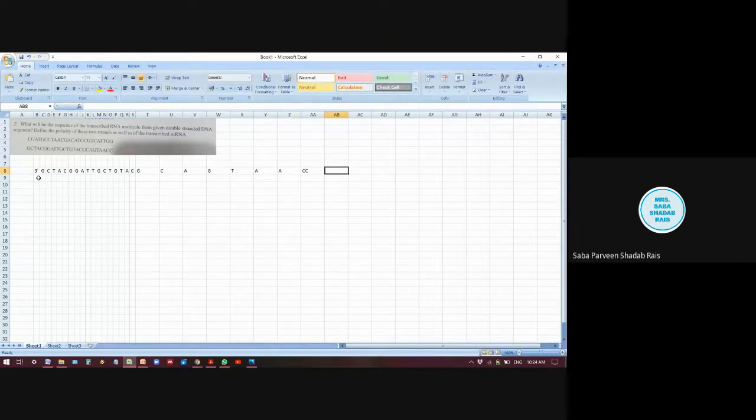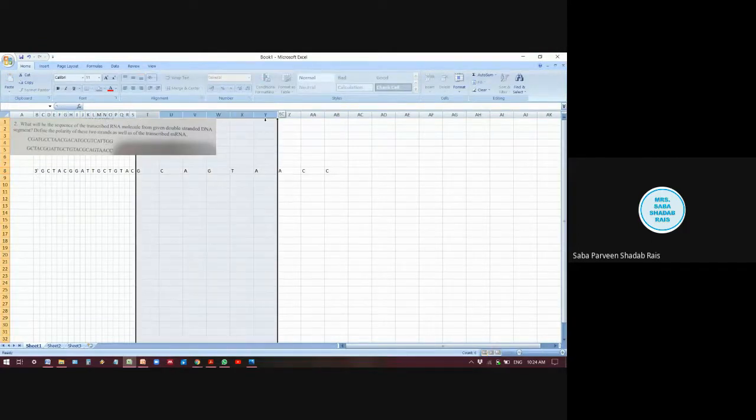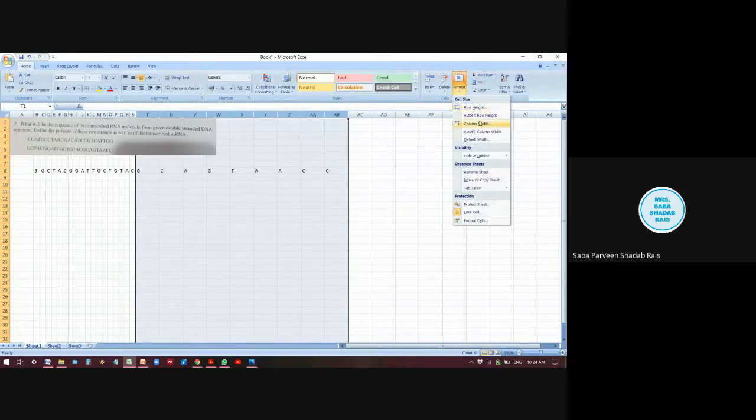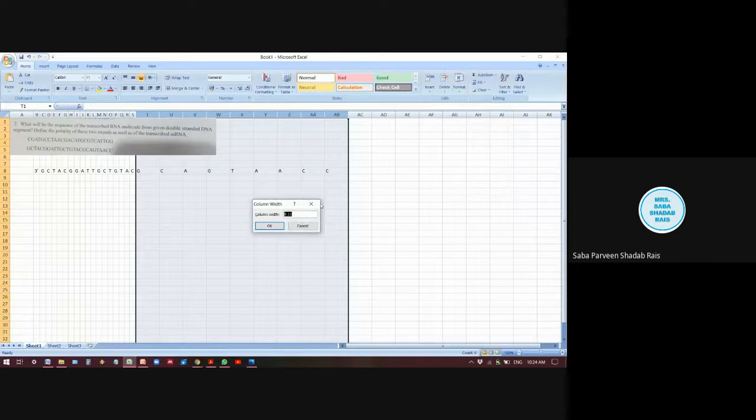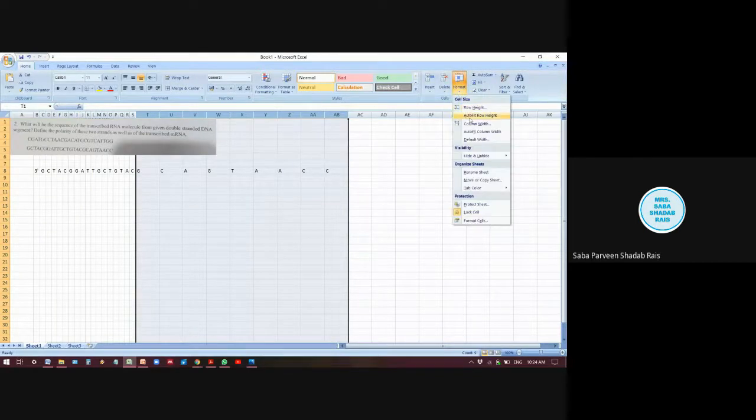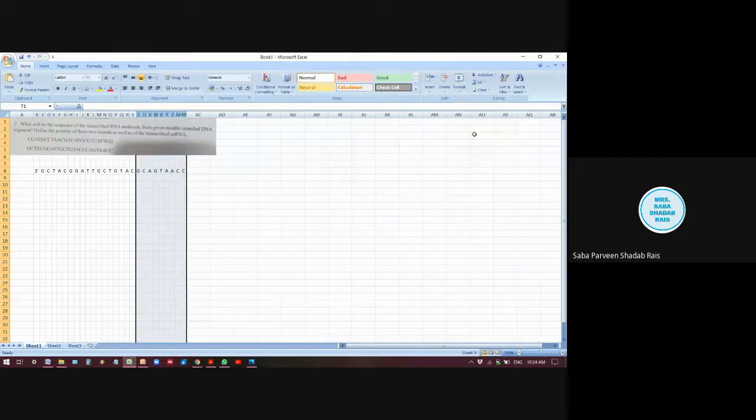Just cross check this time with the given question. Have you cross checked? Is it correct? Now this is going to be the 5 prime. Now we will write this is going to be the 5 prime. Now this will become very easy for us.